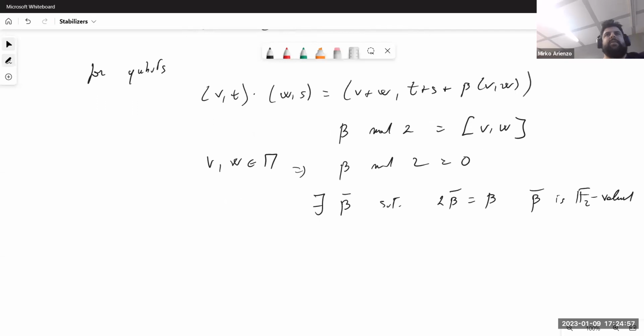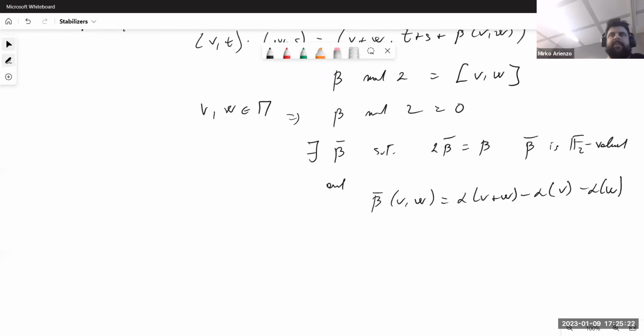And also one has that beta bar of VW would be equal to alpha of V plus W minus alpha of V minus alpha of W. This was still coming from the discussion of the Heisenberg group for qubits.